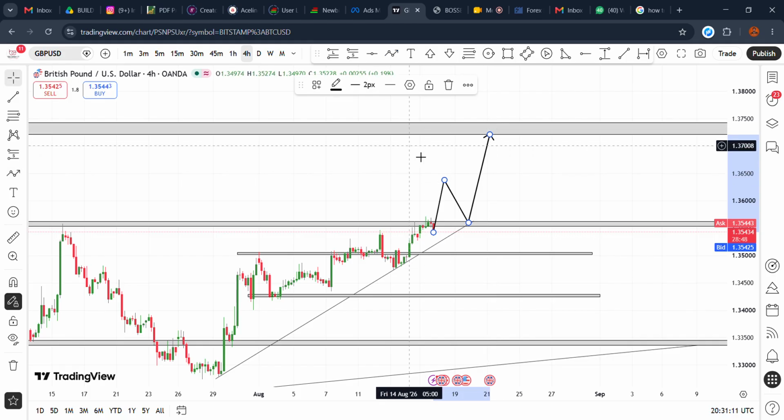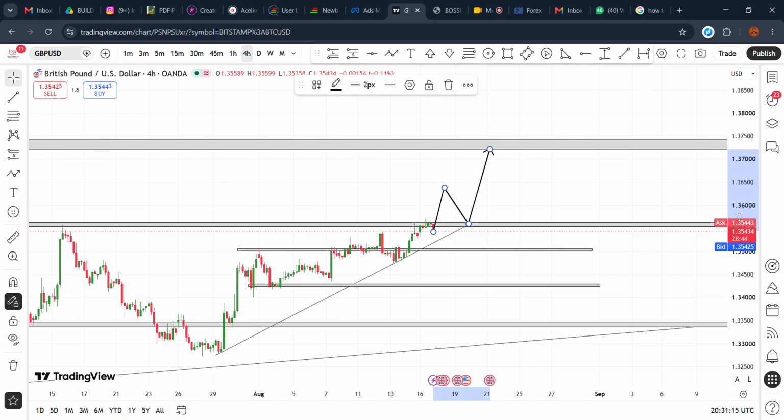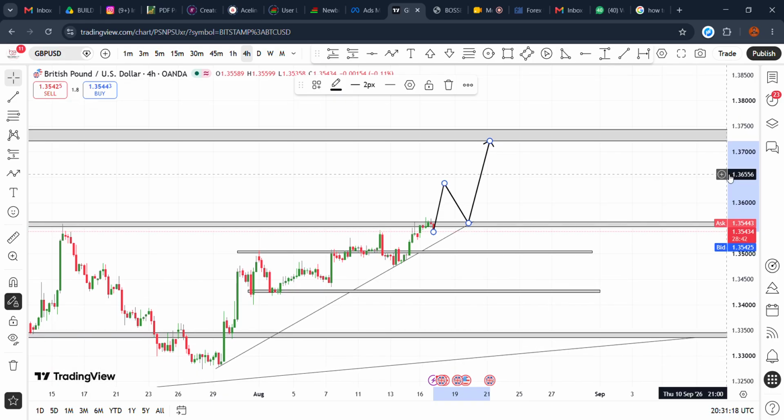Now, the importance of the zones you draw, the importance of the support and resistance levels I've been drawing on the higher time frame, is to tell me where price is coming from and where price is heading to. Do you get the importance of the zones you draw, the support levels and the resistance levels? It is to tell you where price is coming from and where it's heading to.